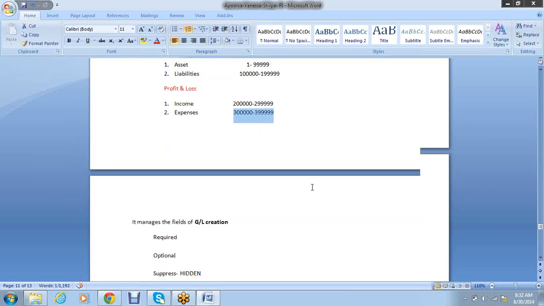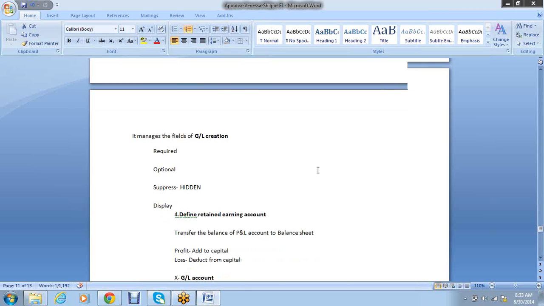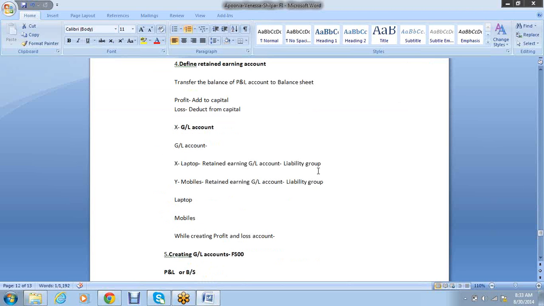Then you define the retained earnings account, where this configuration will transfer the balance of the profit and loss account to your capital, which is in your liability. The profit is added to the capital. If it is a loss, it is deducted from it. Okay, we can have multiple retained earnings accounts based upon our requirements.